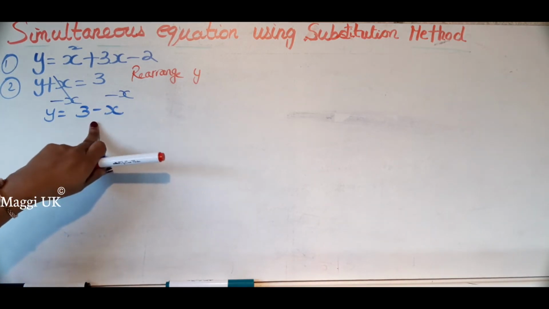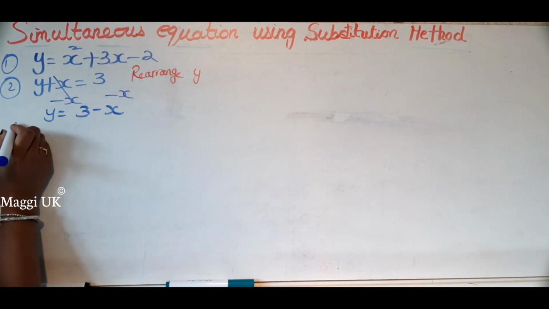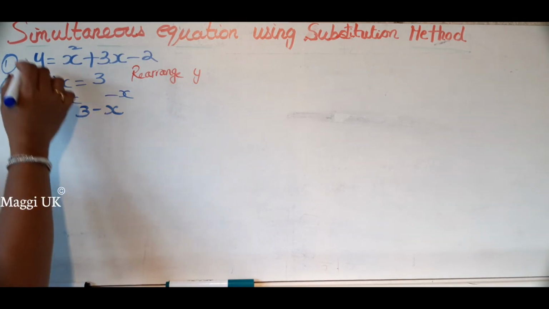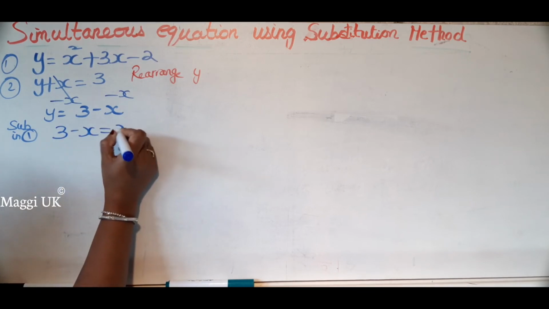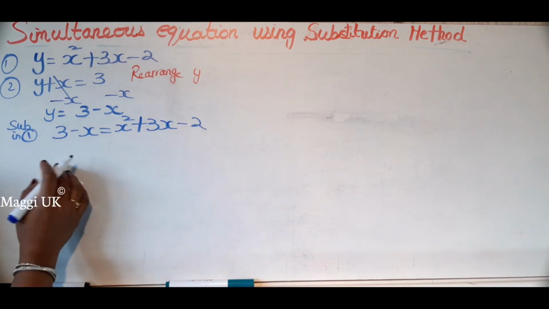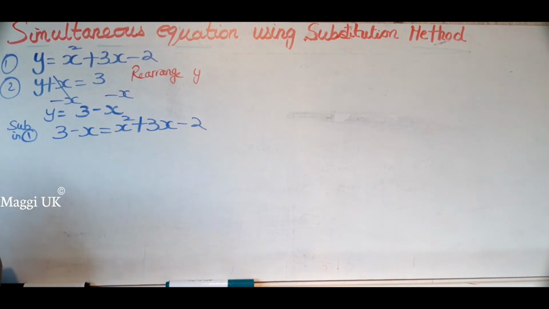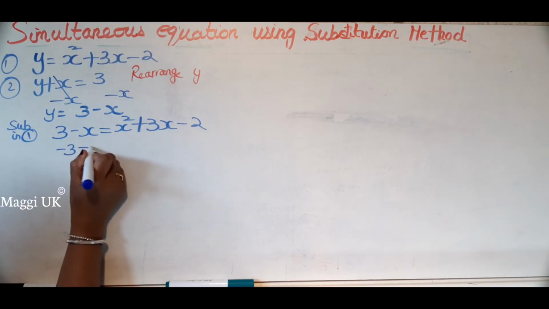Now we are going to substitute in the first equation. So substitute in number 1. y is equal to 3 minus x, so I'm going to substitute in the first, which is 3 minus x is equal to x squared plus 3x minus 2. And then what we need to do? We need to bring everything to one side to make it equal to 0.